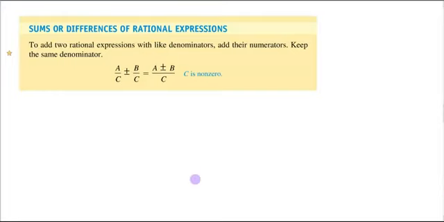Now we're going to look at sums and differences of rational expressions. To add two rational expressions with like denominators, we add their numerators. Keep the same denominator. Very similar to what we did when we were working with plain fractions. So a over c plus b over c will be a plus b over c. a over c minus b over c equals a minus b all over c. And of course c is non-zero.